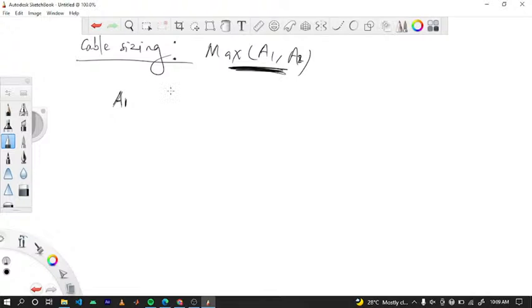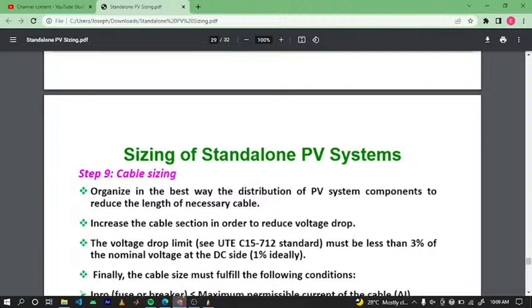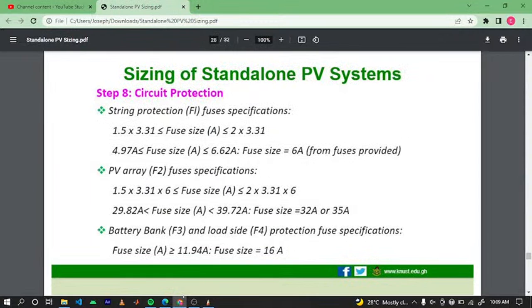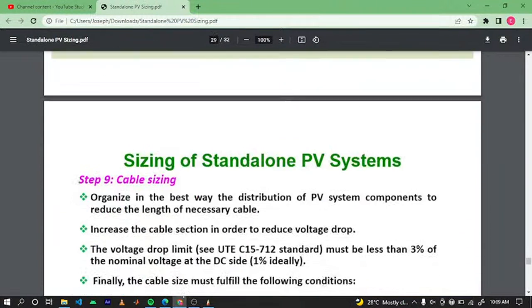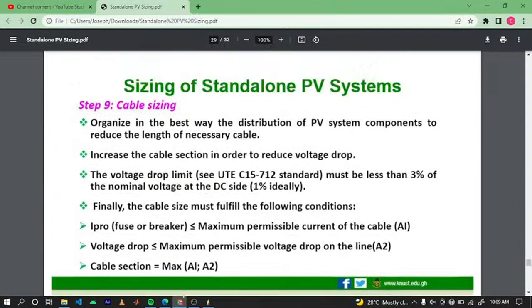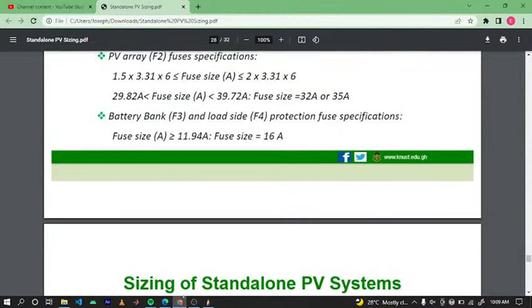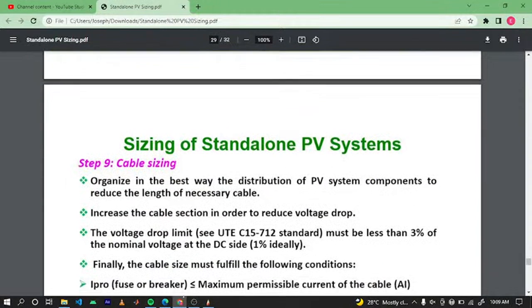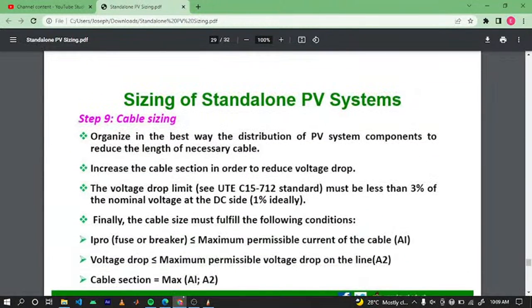See, when you are doing the fusing, I say you provide three fuses, right? So you choose the largest fuse. In this example, the largest fuse you can use is 32 A. Yes, here 32 or 35 can fit, but I'll choose 32. So 32 is the largest fuse we use.